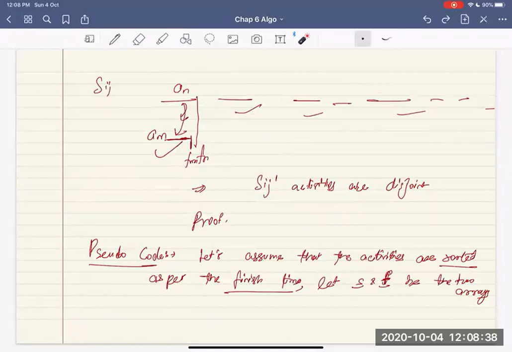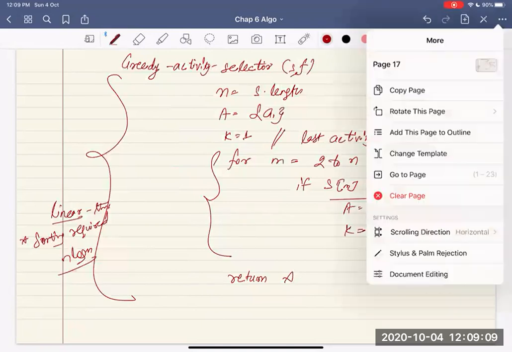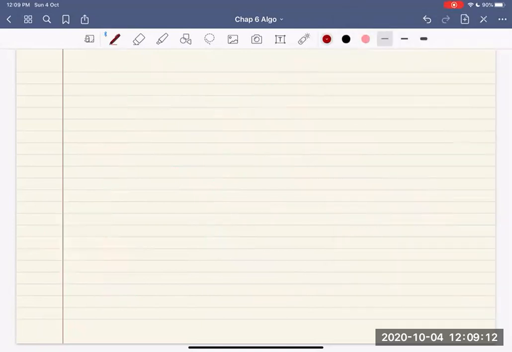Actually pseudocode would be easier. Assume that the activities are already sorted as per their finish time, and let's say we have two arrays, S and F, the start times and finish times. So then what will be my greedy activity selector?